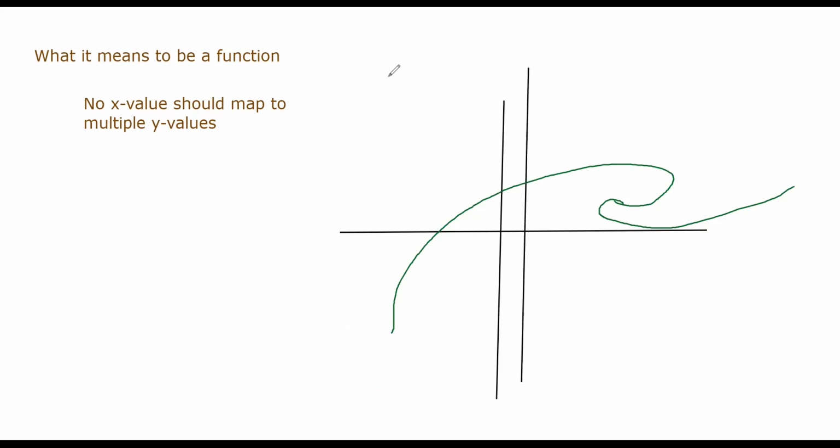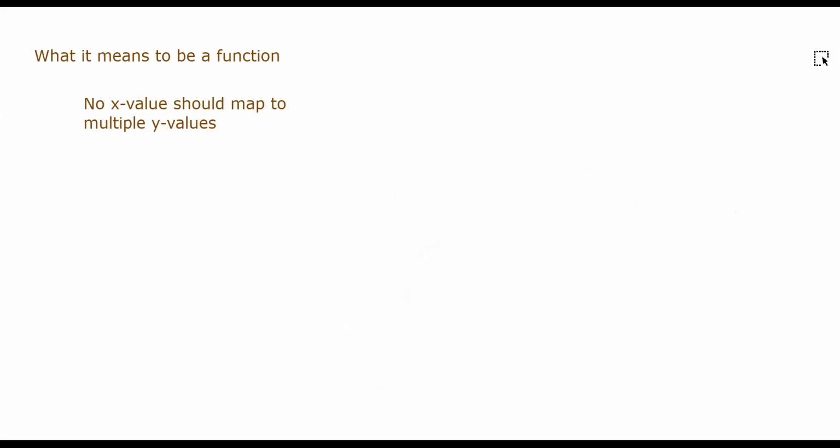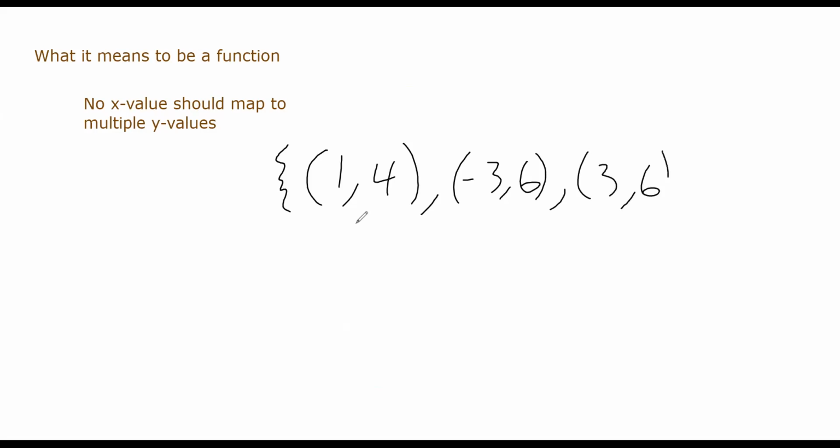What this means is, remember, there's another way that you can write functions or relations, as we called them. You can also just use a set of points. This is what we would call a relation. It tells you there are 4 different x values: 1, -3, 3, and 14. And the relation tells you what y values each of those x values points to, or is related to.